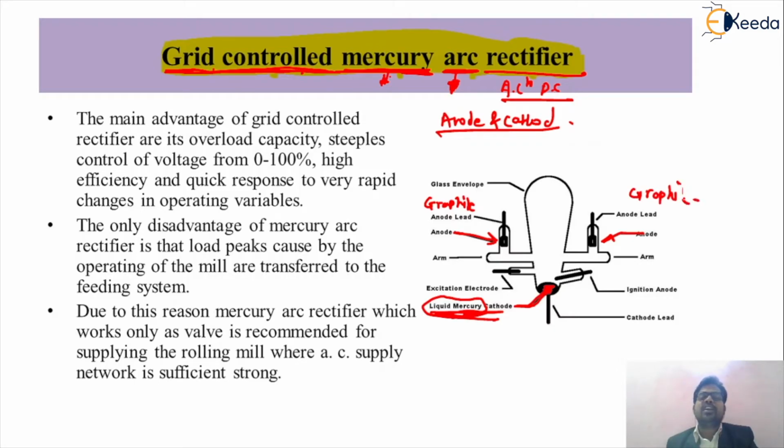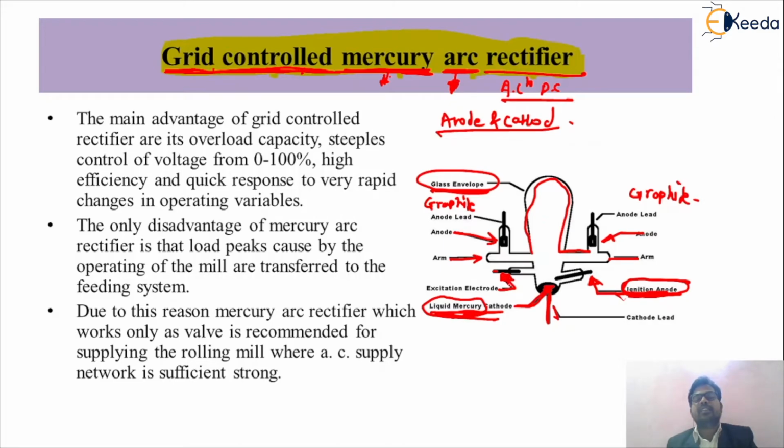This is the arm. This is the excitation electrode, by which we give the excitation, or we can call it the supply electrode. This is the ignition anode, and the purpose of the ignition anode is to ignite the whole system. These are the cathode leads. Very important, we use a tube called the gas envelope, and it is a vacuum, because it is totally enveloped. It is a vacuum tube made of glass, in which we can produce the arc.